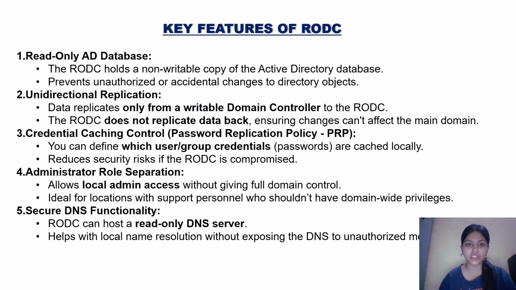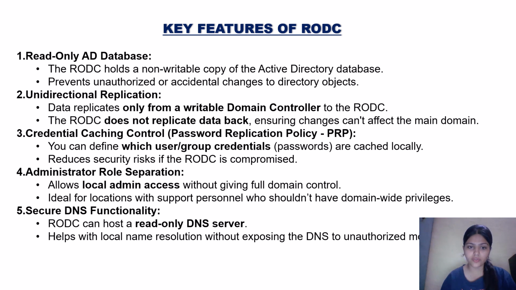Third is credential caching control. For example, a user has logged on to his account in the past. Now the logon will be much smoother and faster because his or her credentials are stored and cached locally. It reduces security risk. Fourth is administration role separation. It allows the admin to provide different roles and different work to different users or employees, and it is ideal for locations with no support personnel.